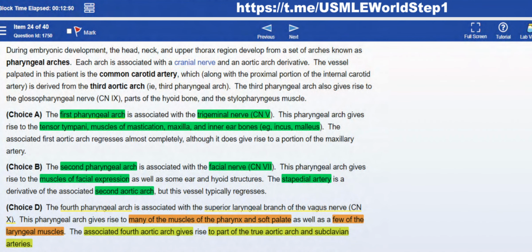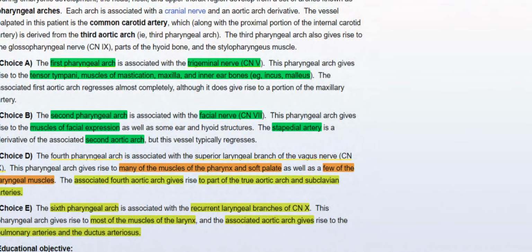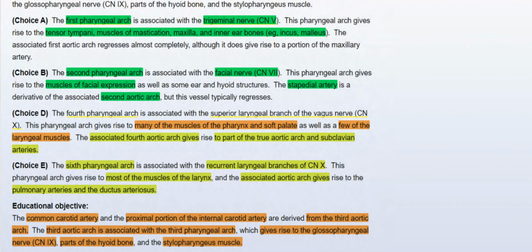Okay, first pharyngeal arch: trigeminal nerve, cranial nerve 5, tensor tympani, muscles of mastication, maxilla, inner ear bones, that is incus, malleus and stapes. Second pharyngeal arch: facial nerve, muscles of facial expression, stapedial artery, second aortic arch. Okay, then we have the fourth pharyngeal arch: superior laryngeal branch of the vagus nerve, that is cranial nerve 10, many of the muscles of the pharynx and soft palate.